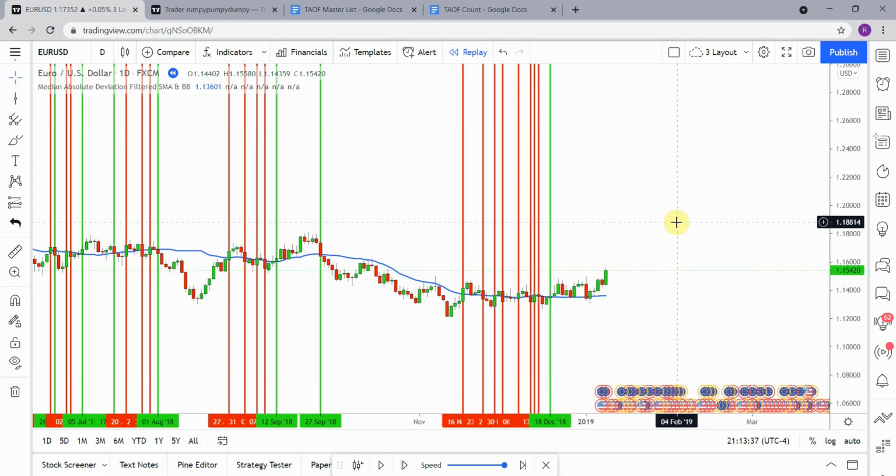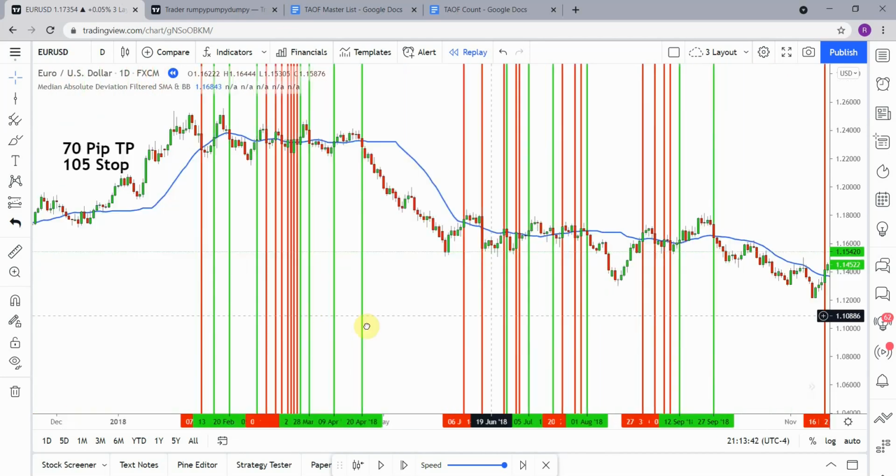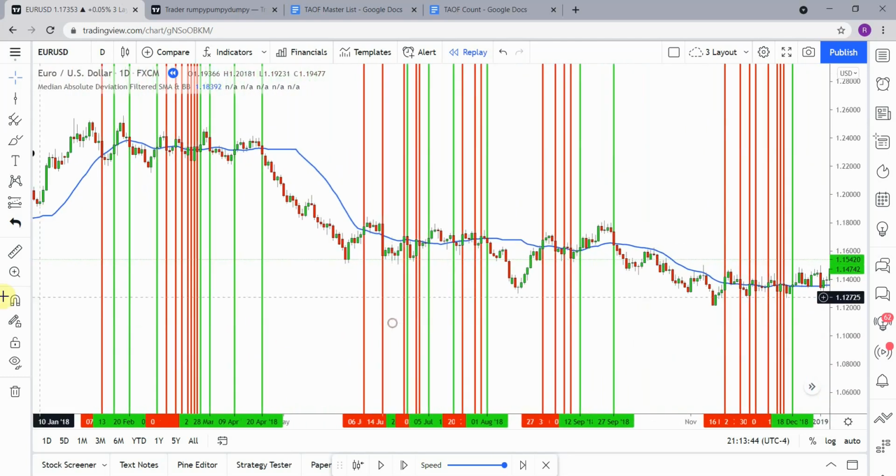Alright, so back to the indicator here. Let's see, everything in focus here. Alright, we have 1, 2, 3, 4, 5, 6, 7, 8, 9, 10, 11, 12, 13, 14, 15, 16, 17, 18, 19, 20, 21, 22, 23, 24, 25, 26, 27, 28, 29, 30, 31, 32, 33, 34, 35, 36, 37, 38, 39, 40, 41, and 42.